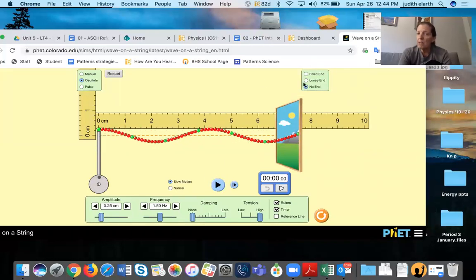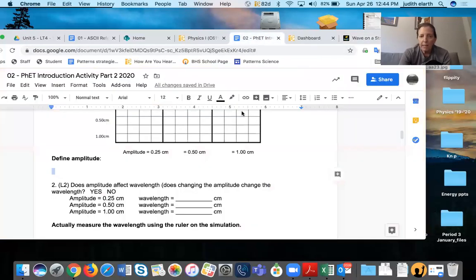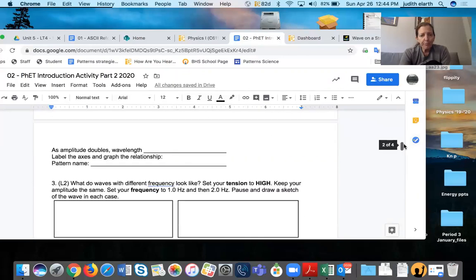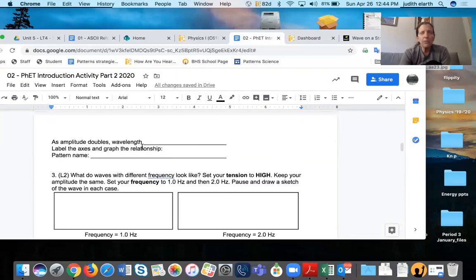Oh, you can measure that. So I'm going to let you measure those, but actually when it says wavelength, that's length. Use the ruler and measure from the first crest to the next crest, okay? So I put it here, actually you measure the wavelength using the ruler. Now, as amplitude doubles, so it went from 0.25 to 0.5, what happened to wavelength? As it went from 0.5 to 1.0, what happened to the wavelength?